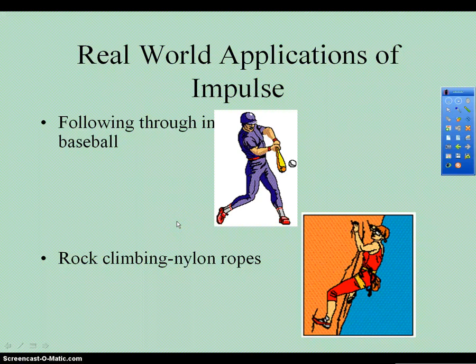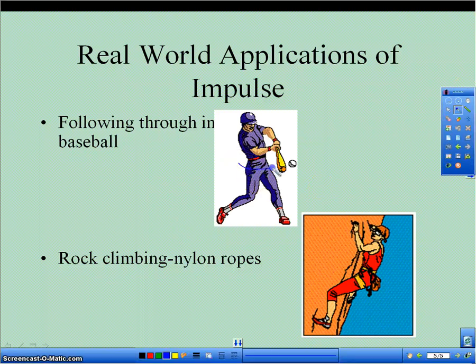Similar situations have to do with following through in baseball. Follow through means that you allow the bat to swing all the way around when you swing the bat, so that it stays in contact with the ball a lot longer. This is a little bit different, because this time you're increasing the time that the two are in contact, but your force this time is staying the same. The amount of force that you swing with pretty much doesn't change.